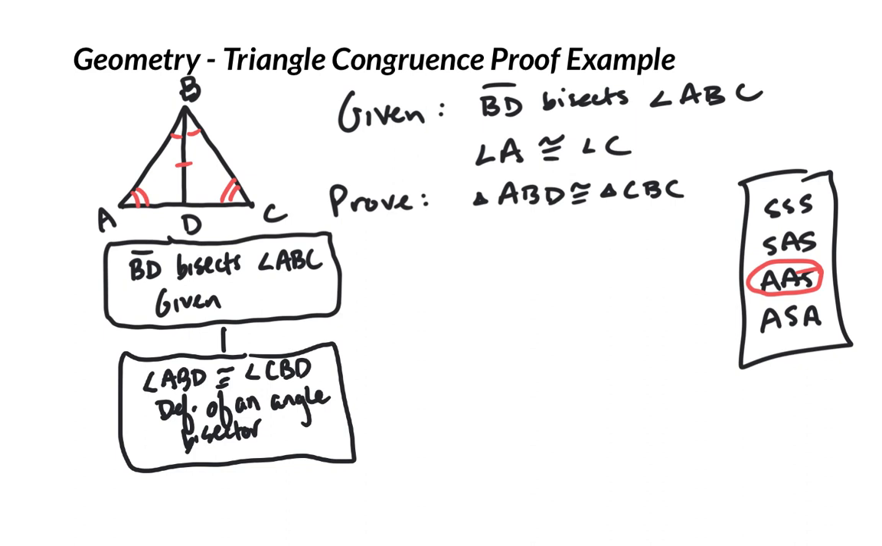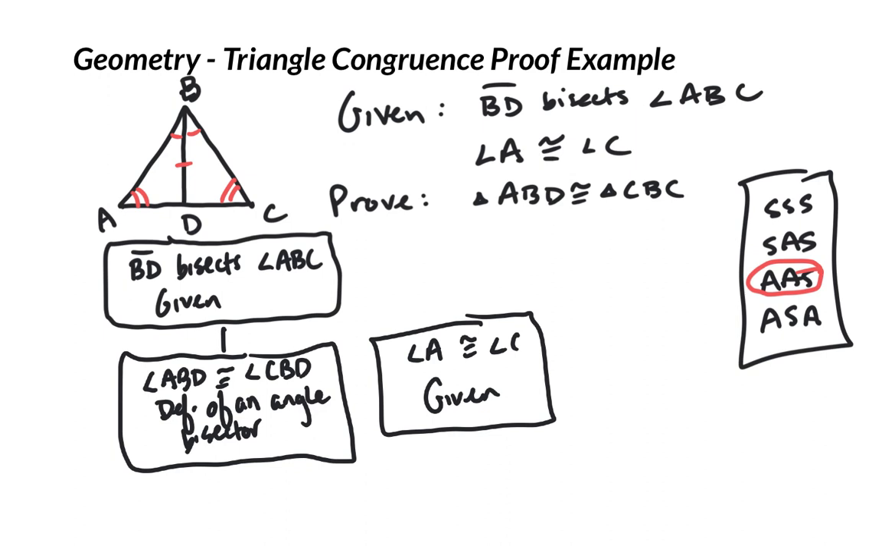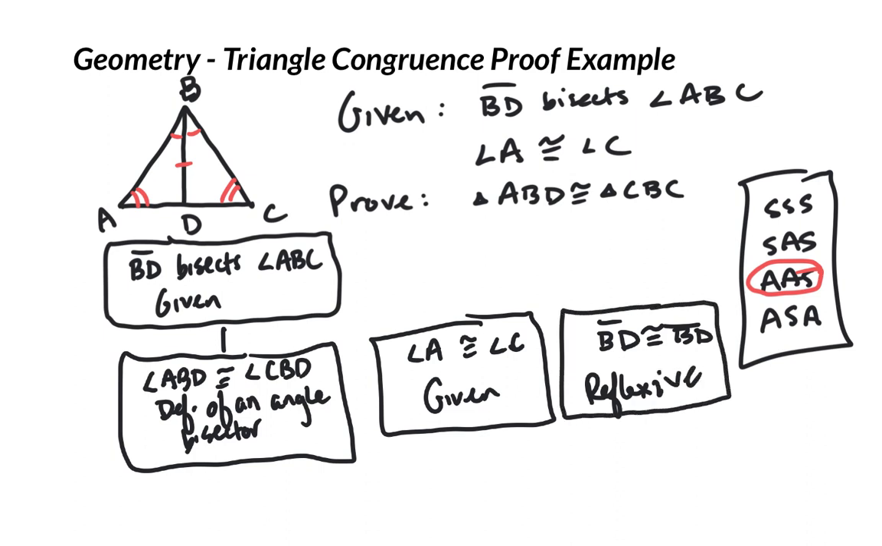So that establishes we now have an angle. I'm also going to say angle A is congruent to angle C. That was given. And we're going to say that BD is congruent to BD. That's reflexive.